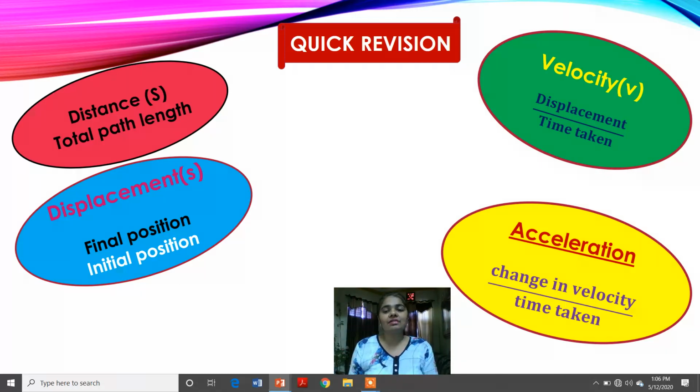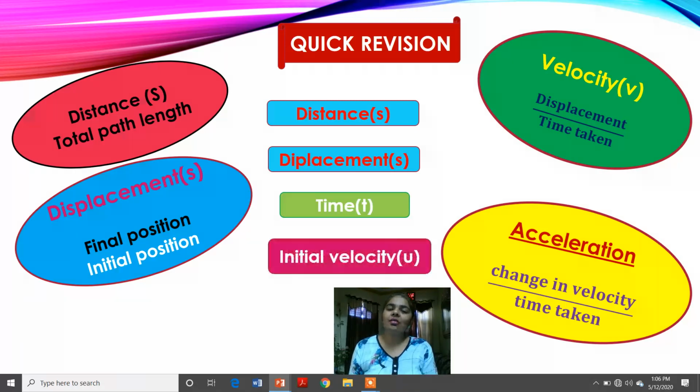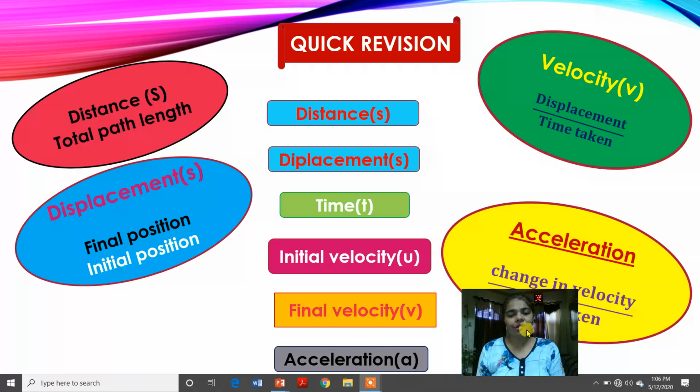And the various terms that we have denoted are: distance is denoted by S, displacement is denoted by again S but with the arrow on its top, and then time T, initial velocity U, final velocity V, and acceleration A.